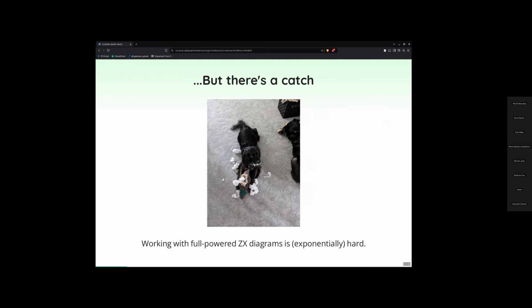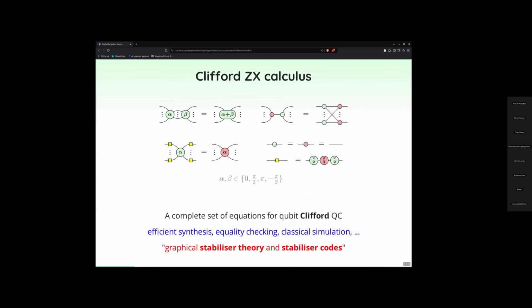But there's a catch, which is that if we work with full-powered ZX diagrams, this can be exponentially hard. Okay, so the only general purpose way, for instance, that I can decide equality of two universal ZX diagrams is I can reduce both of them to some exponentially big normal form, which is basically the same size as the matrix that they represent. And then this thing is unique, and I can compare these things. But that's not very useful in practice for any reasonable number of qubits.